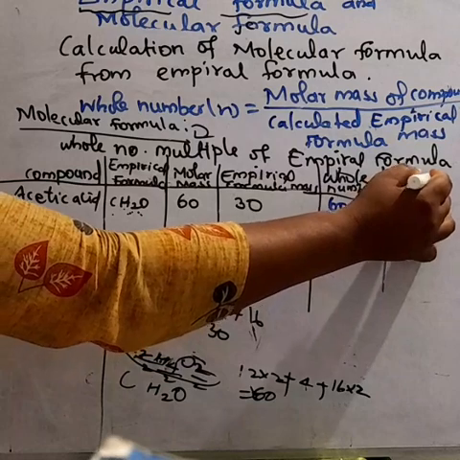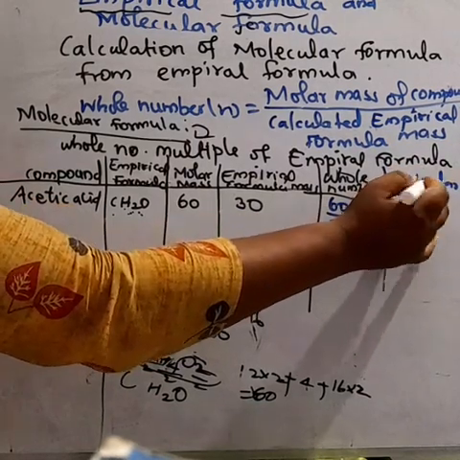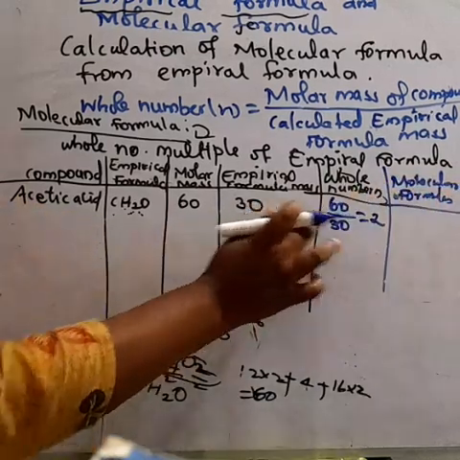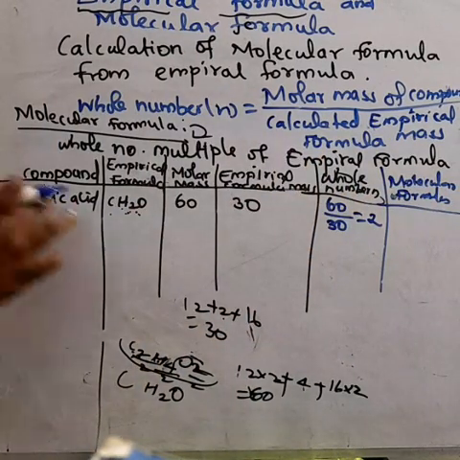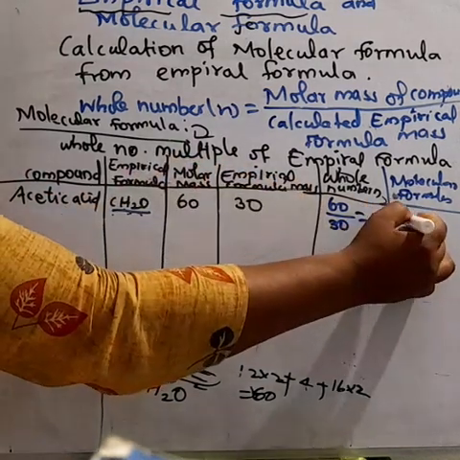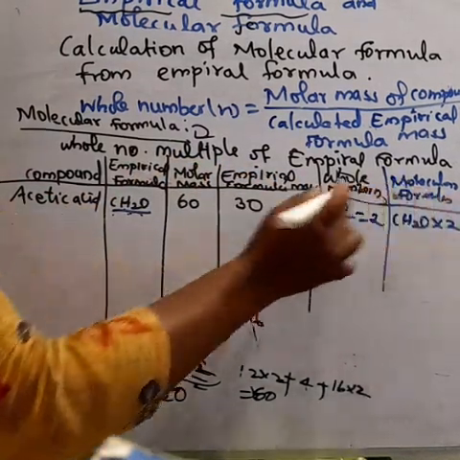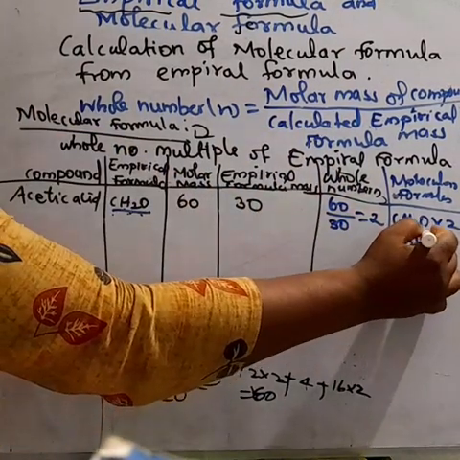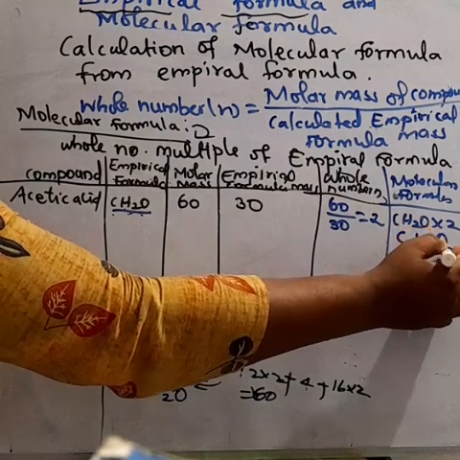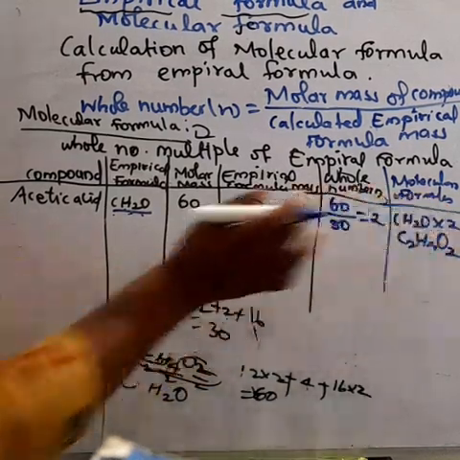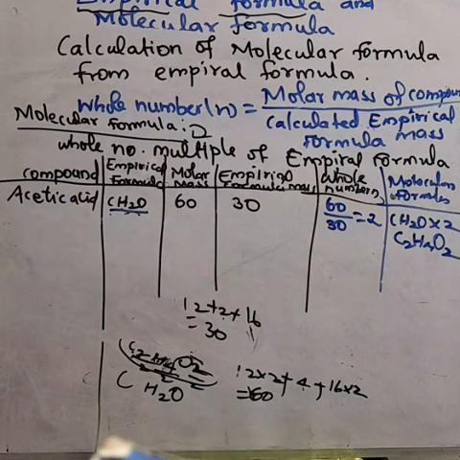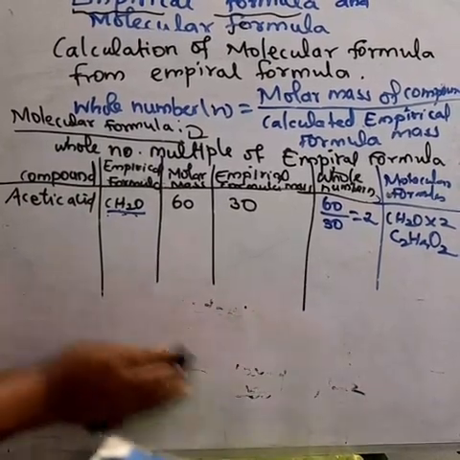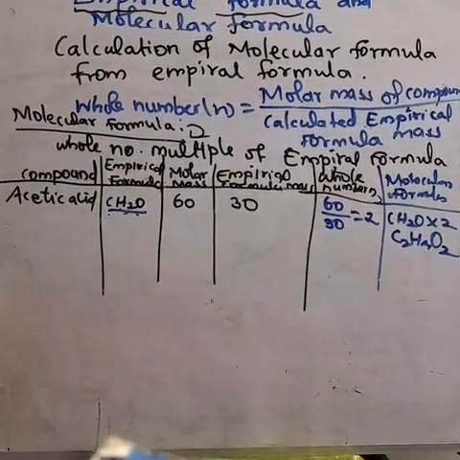Multiplying the empirical formula with the whole number, we get the molecular formula. Empirical formula of acetic acid is CH2O, whole number 2. So CH2O into 2, we get C2H4O2. Carbon 1 into 2, C2. Hydrogen 2 into 2, 4, H4. Oxygen 1 into 2, 2. C2H4O2 is the molecular formula. This is the way to calculate the molecular formula from the empirical formula.